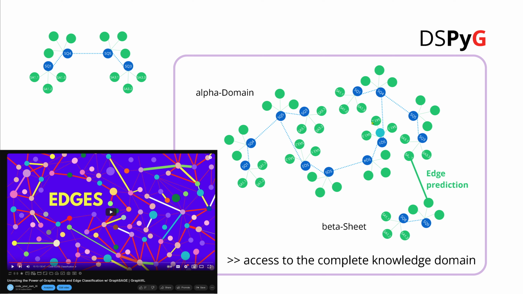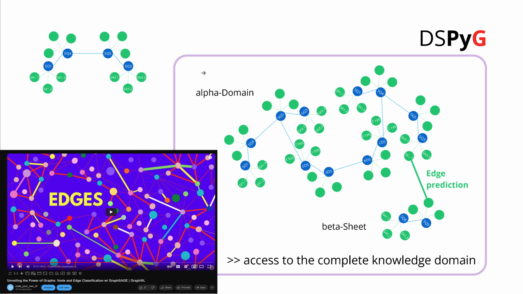But I can now explore the unexplored space of my alpha domain graph structure, and I find filaments outside of our alpha domain that might be helpful, that might carry important information. So I can explore, let's call it, a complete knowledge domain in this graph structure.